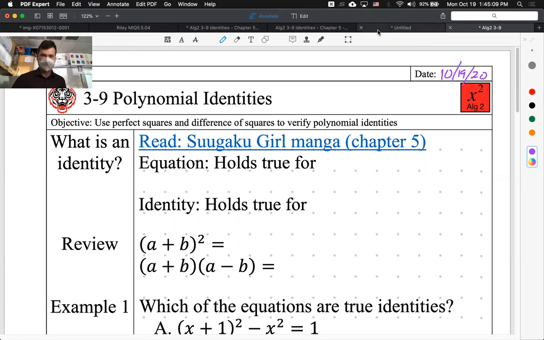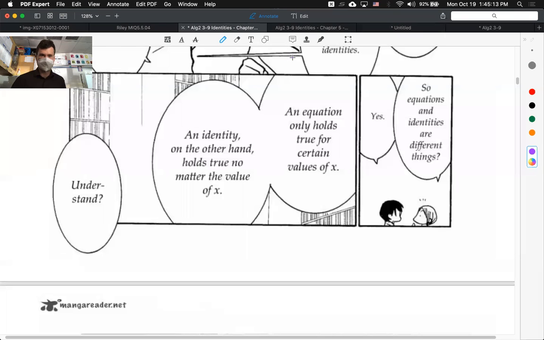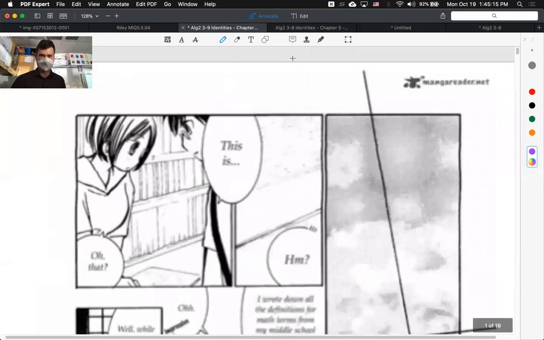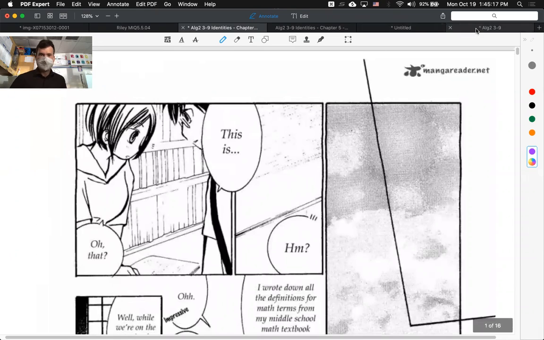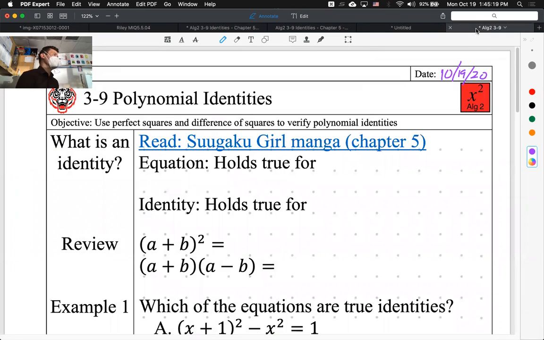We just read Sugaku Girl, Chapter 5, well, part of Chapter 5. This was the first page that we started with. You can still use the manga if you need to. What is an equation? It holds true for what? For only some values of x.